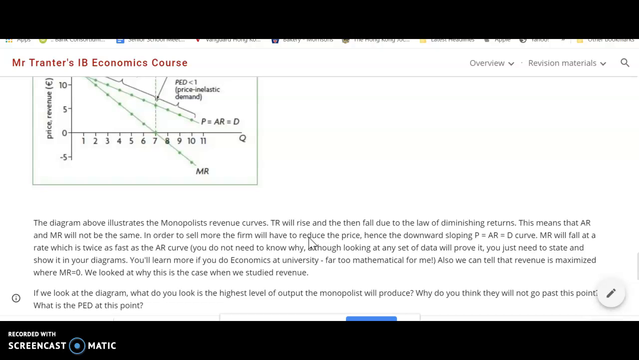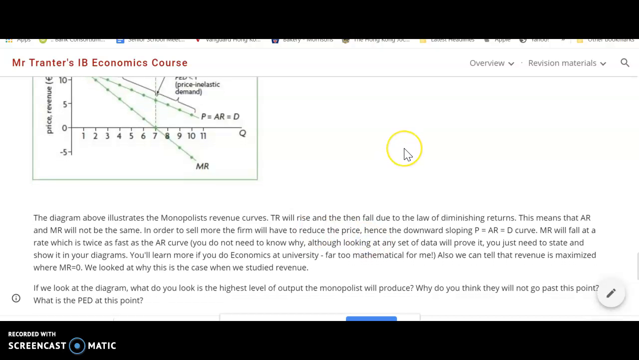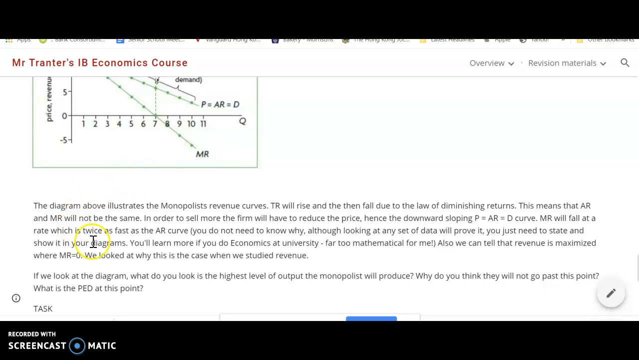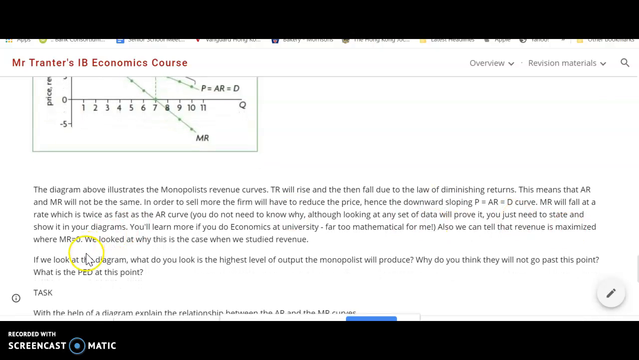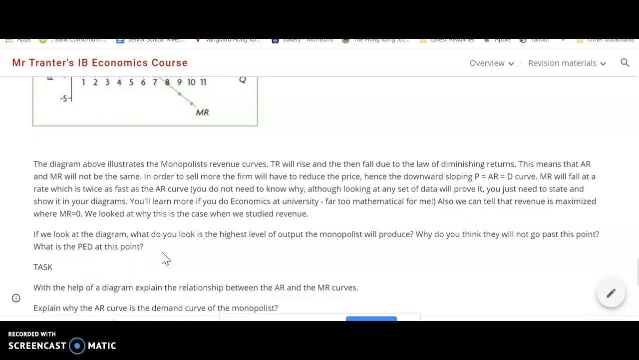We know that revenue falls and rises because it's all linked to the idea of diminishing returns, and the AR and MR will not be the same. As soon as you have price setting power, then the MR curve will fall at a rate that is twice as fast as the AR curve. Now, you don't need to know why that is. It's not in your syllabus to understand that. That's something you might look at at university. You just need to state that rule, and you need to be able to illustrate it in your diagrams. Okay, and we know that revenue is maximized at MR equal to 0. Okay, we've looked at that previously.